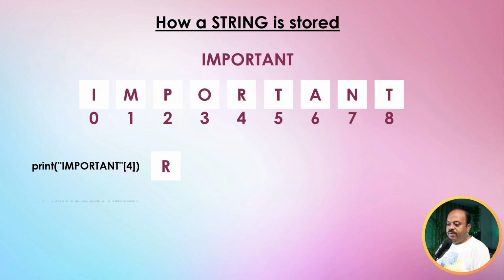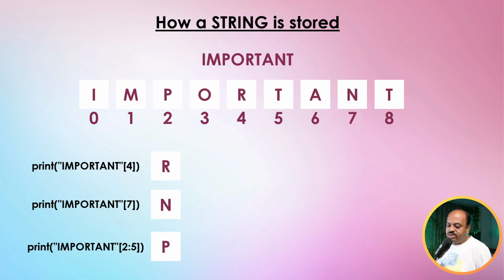We'll see this example. Now suppose if I write print important 7, what will be printed? The 7th index, that is N. Now there are other ways of also writing a string, and that is print important into square bracket 2:5. If I write 2:5, it will start printing the string starting from index 2 up till 5 but not 5. So it will print POR, and then it will come here, and it is 5th, so it will not print this. It will print from 2 up till 5 but not including 5.